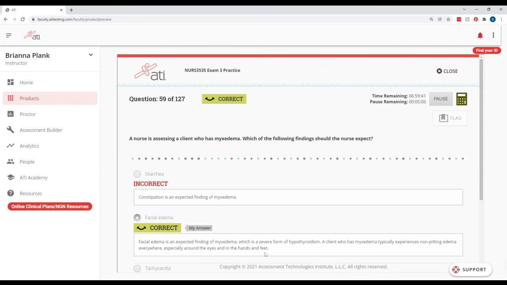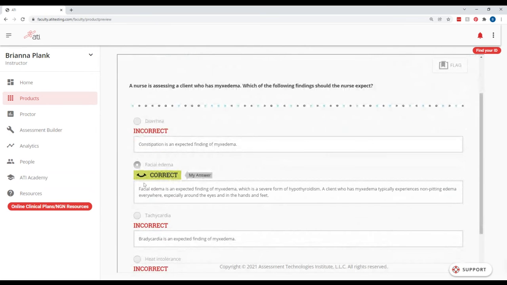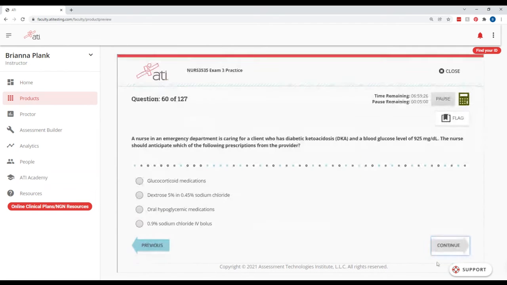Both for B is correct. So we would expect to see facial edema. A severe myxedema is a severe form of hypothyroid. So we would expect non-pitting edema everywhere, especially around the eyes, hands, and feet.